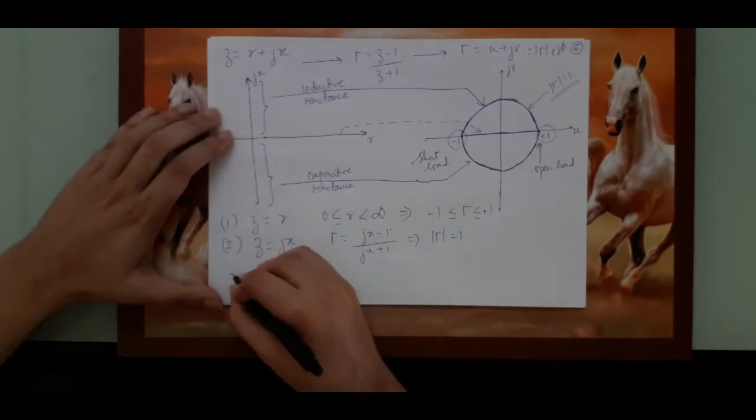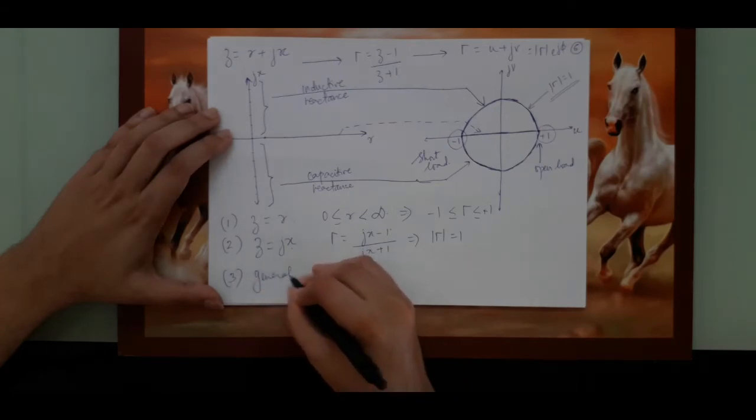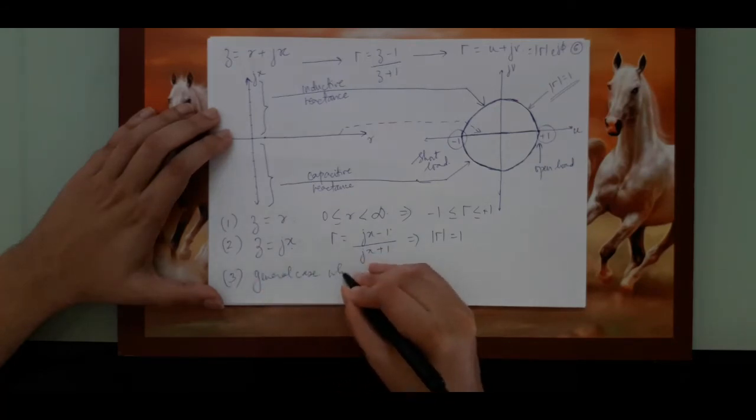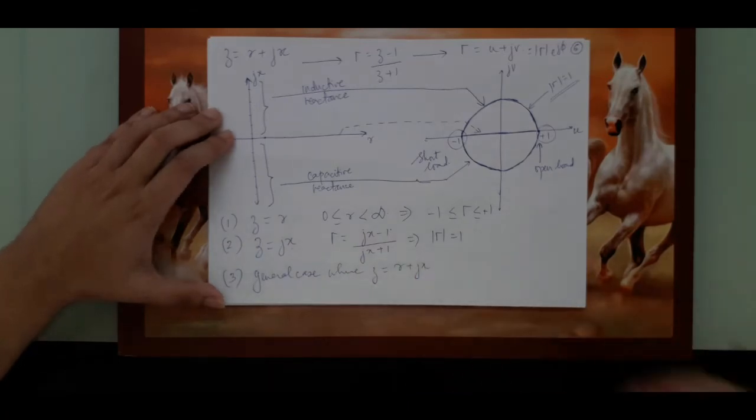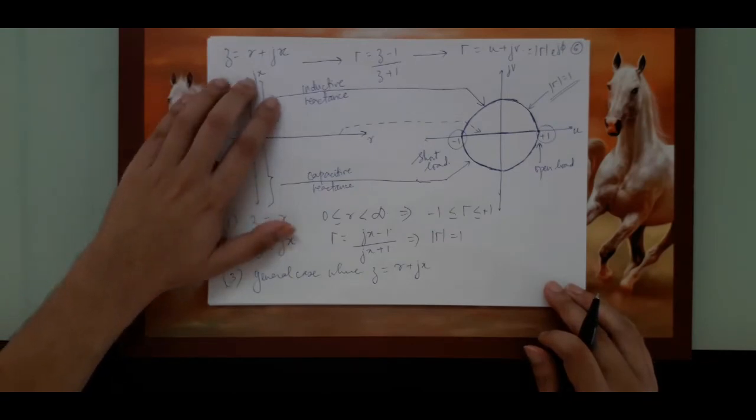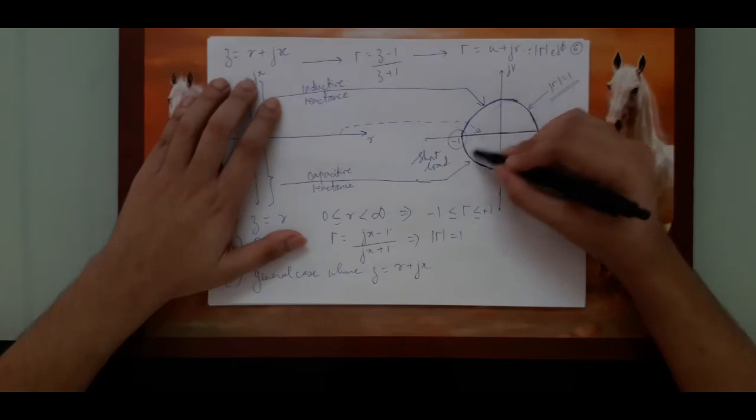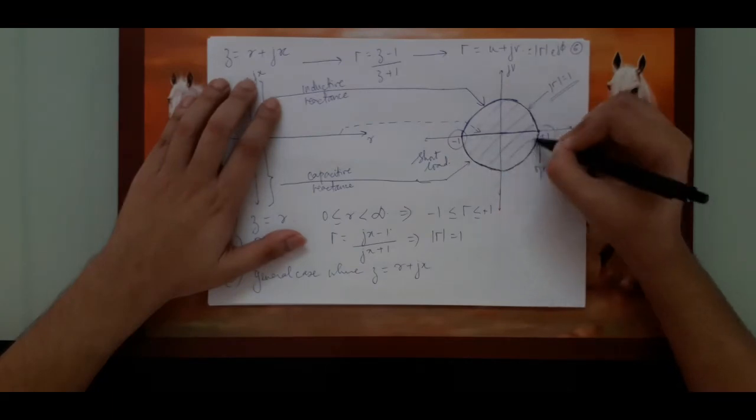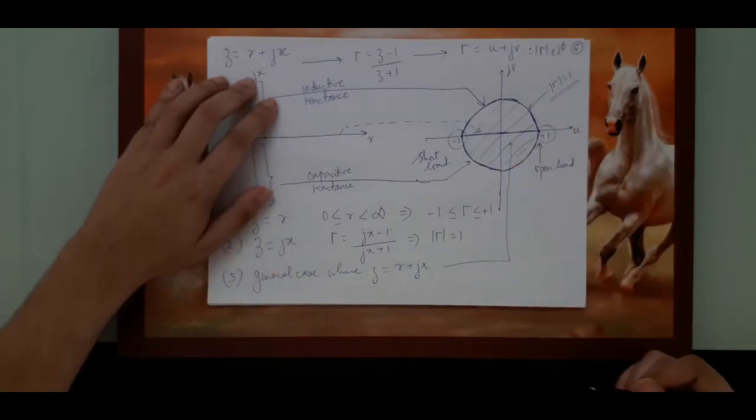So, the third case, if I say the general case where z equals r plus jx, it can have both real as well as imaginary parts. So in that case, all of them will lie at some point which is inside. Now that you have to map out.